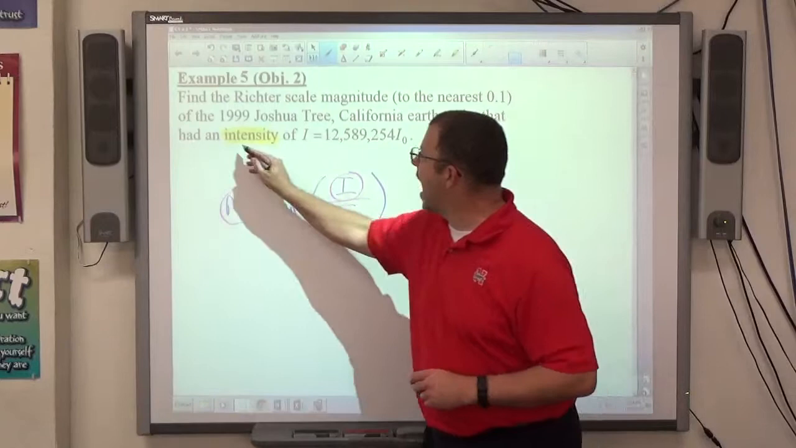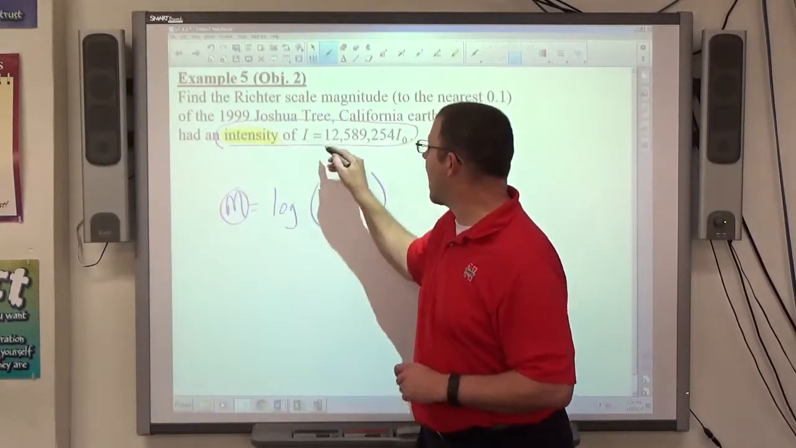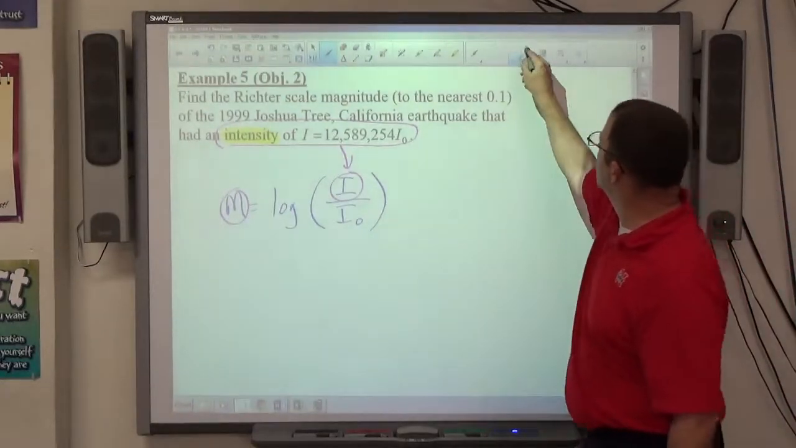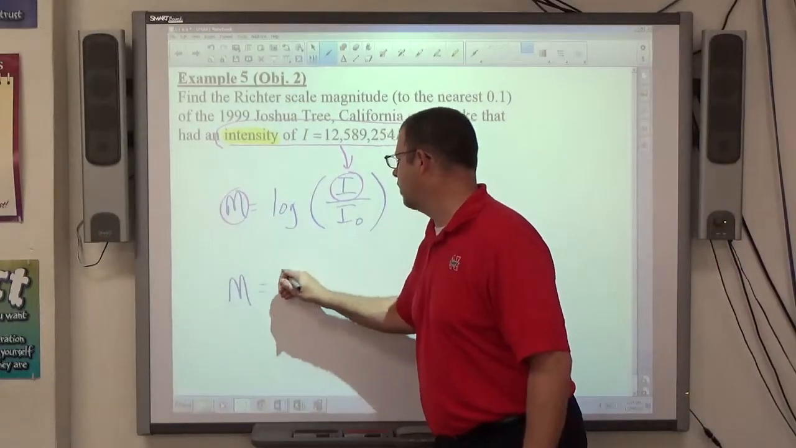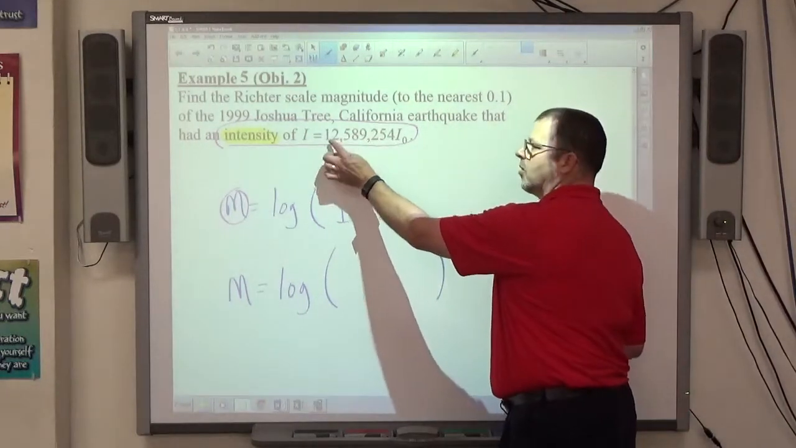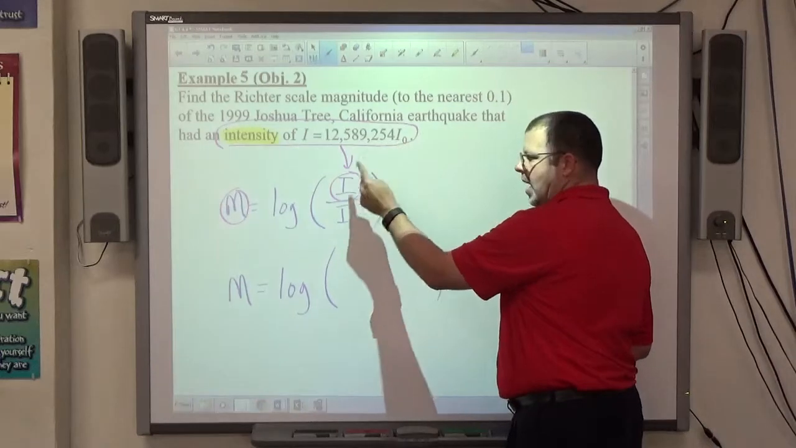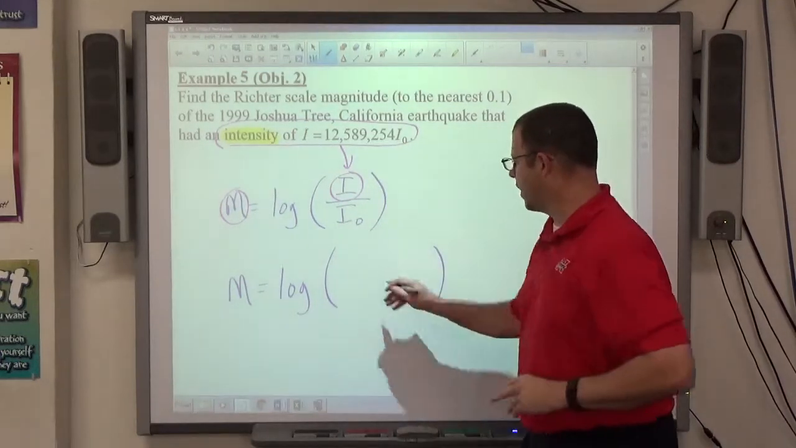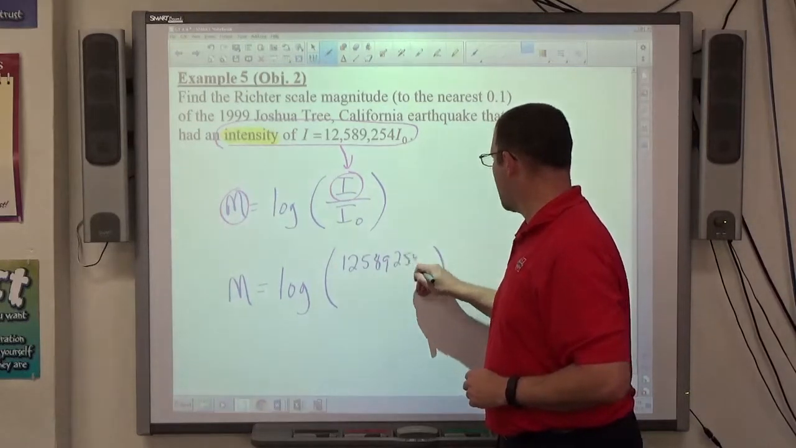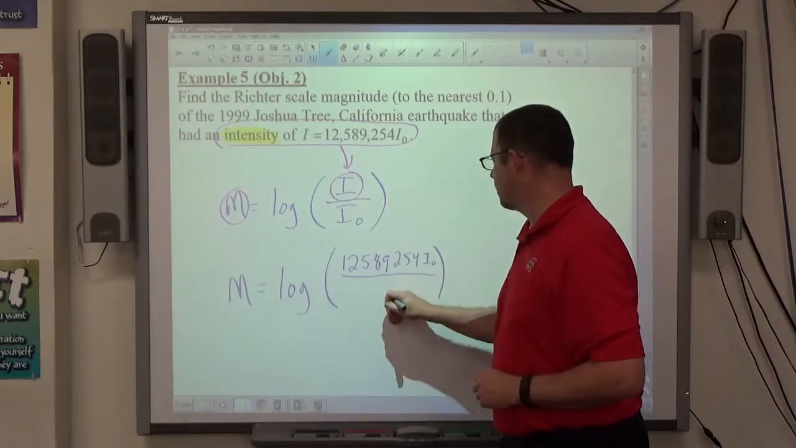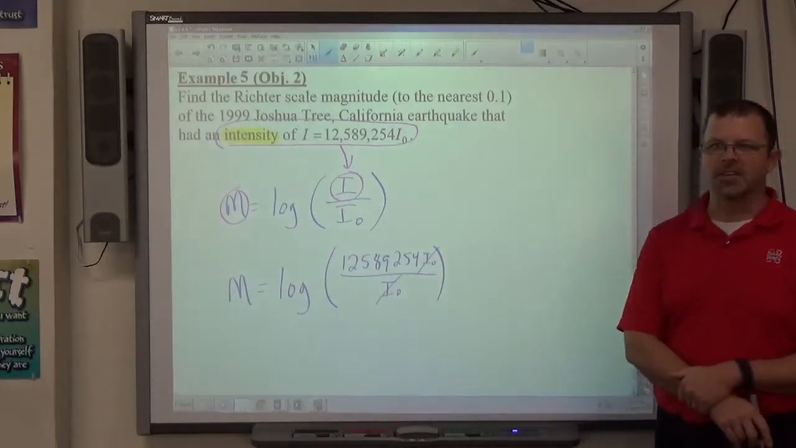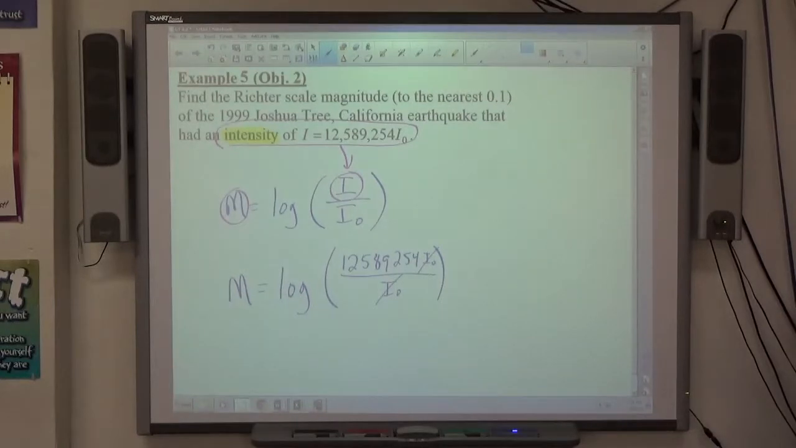In this case, had an intensity. They even say I equals, so they're telling us I. They're like very, very helpful here with this. So if I substitute that, I still have M equals, that's what I'm looking for, log base 10 of. Now if I take this intensity, which is all this stuff, times I sub 0, and I divide by I sub 0, so that's what I have going on here, 12,589,254 I sub 0 being divided by I sub 0. What happens to the I sub 0s? Cancel. They cancel. That's not a coincidence, that's just what happens.